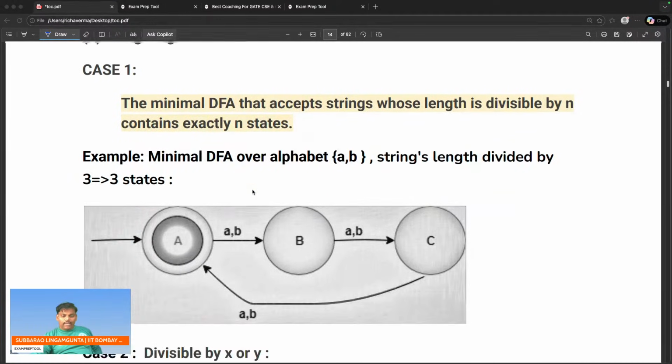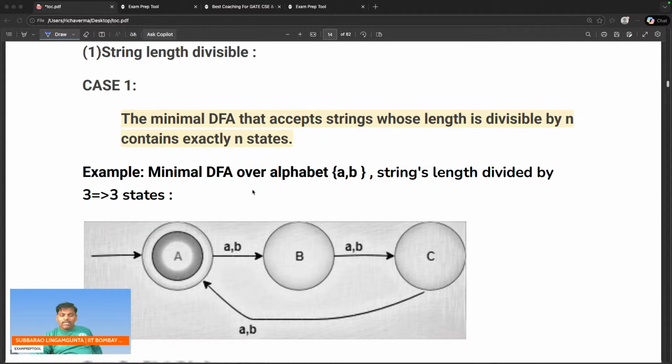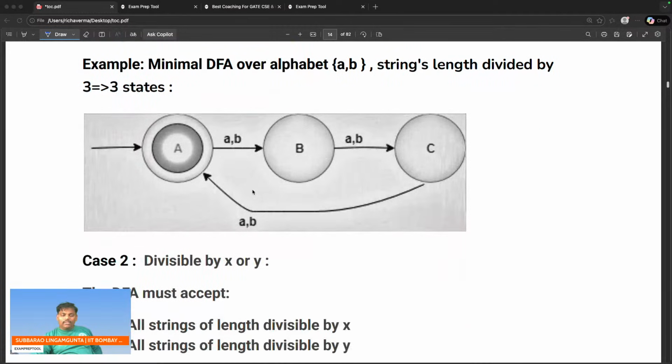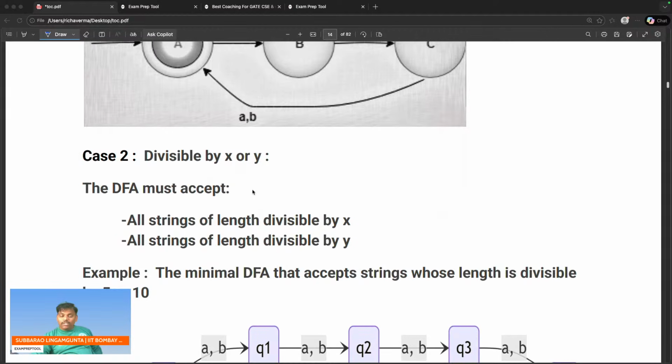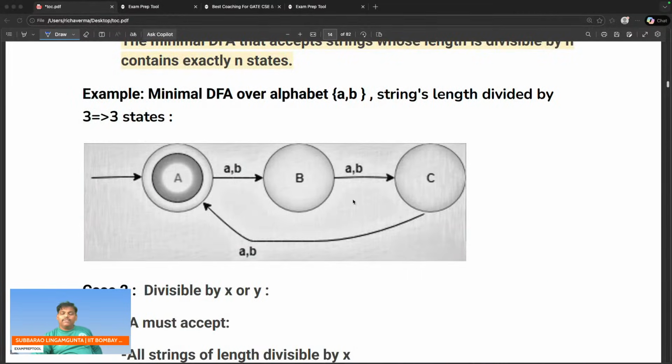Yeah, DFA construction problem. So can you see this one? String length is divisible by 3 states. I think like this.